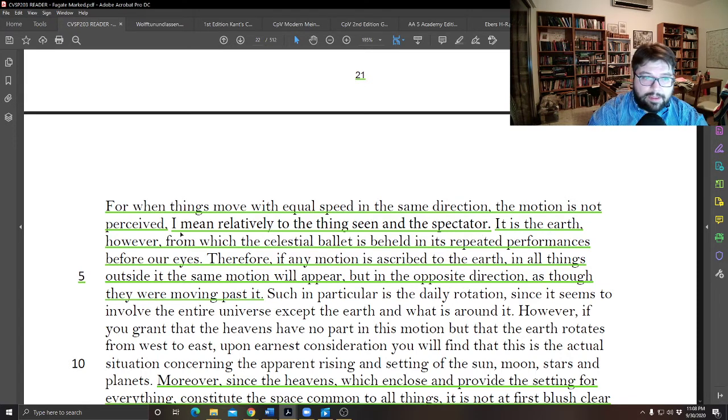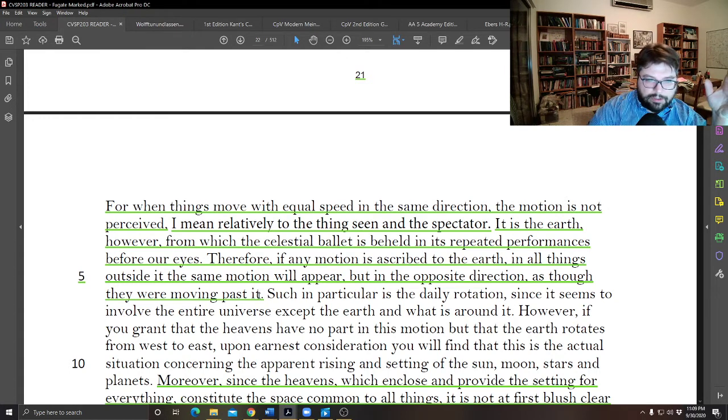"It is the Earth, however, from which the celestial ballet is beheld in its repeated performances before our eyes." So we see everything going on in the celestial ballet in the skies from our standpoint on the Earth. "Therefore, if any motion is ascribed to the Earth, in all things outside the same motion will appear." So if the Earth is moving, we will see that motion in the objects that we look at, but in the opposite direction, as though they were moving past it.